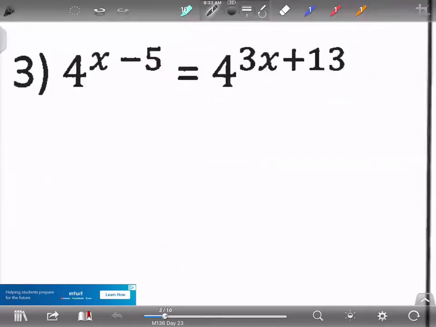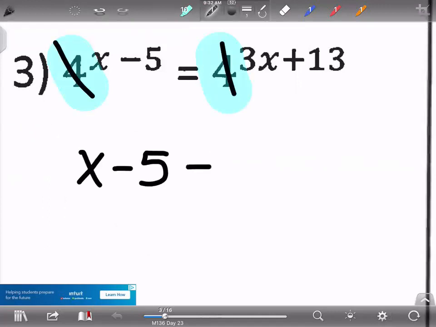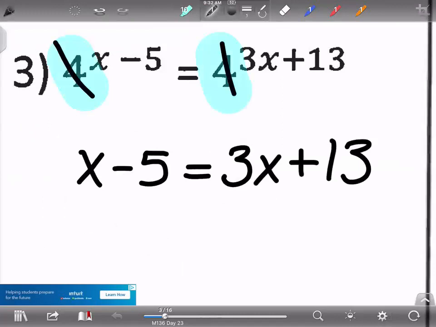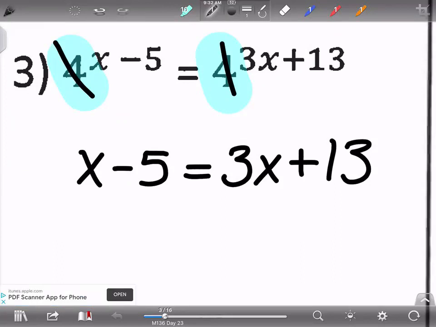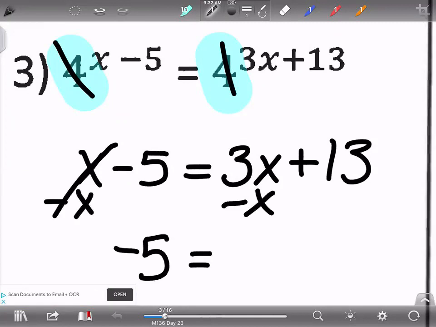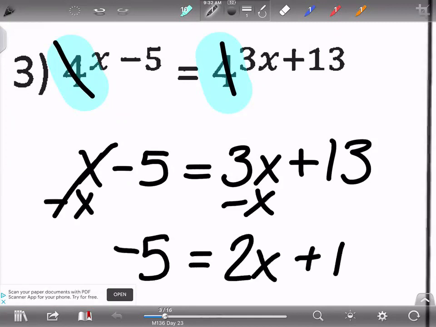For question number 3, when I look at my bases, I have bases of 4s on both sides. I'm going to cancel those out, leaving us with x minus 5 on the left equals 3x plus 13 on the right side. In order to solve for x, I would subtract x from both sides to combine them. So -5 equals 2x plus 13.